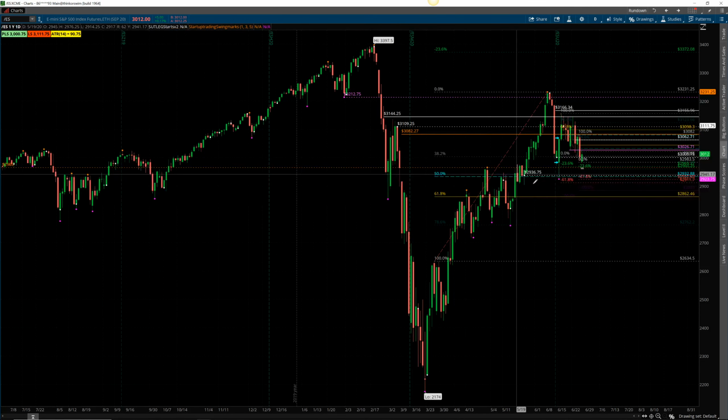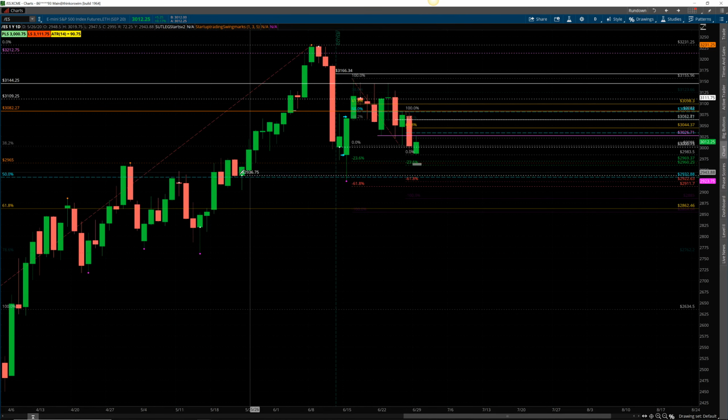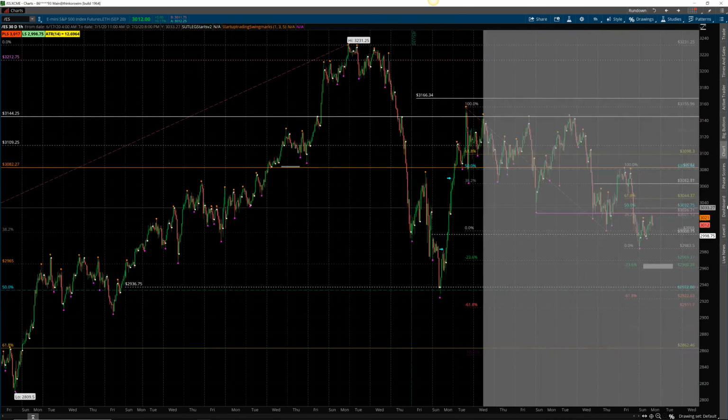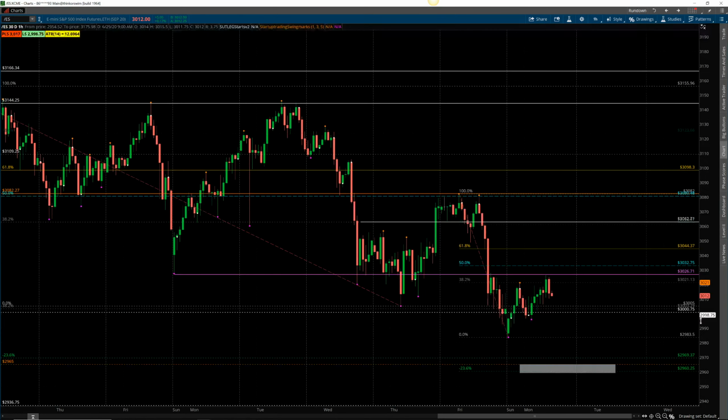I'm going to go to a daily chart. This 29.65 is the previous high we broke out of from April 30th. So that's the April 30th breakout. We haven't closed below there since we broke above.